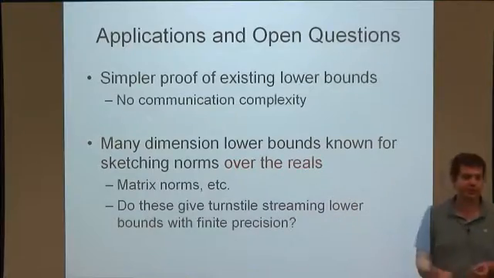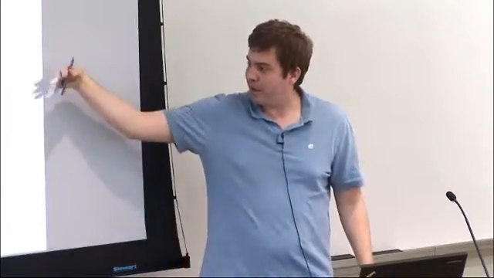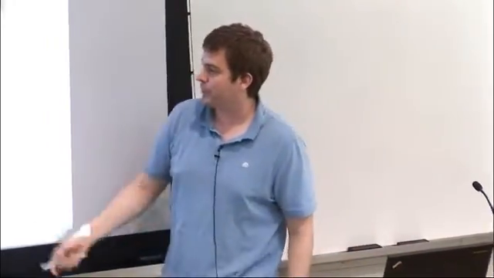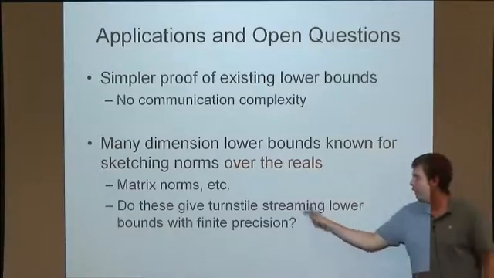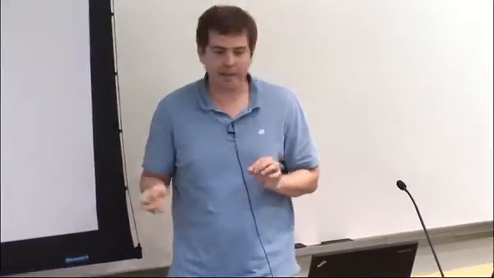Another thing is that there are many dimension lower bounds known for sketching various norms over the reals. Like if I want to sketch some matrix norm via linear measurements, there are lower bounds for that. And the question is if you can use this framework to translate those lower bounds to get lower bounds in the streaming model. And there's a little bit of an issue there, which is that the lower bounds assume continuous distributions over the reals. And it's not clear if you can get those in this finite precision case. So that's all. Thanks.